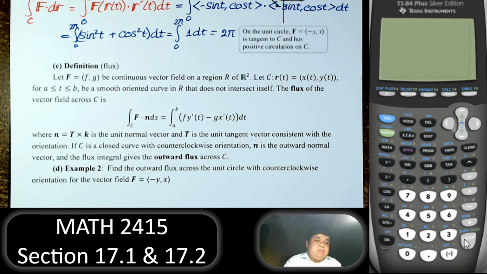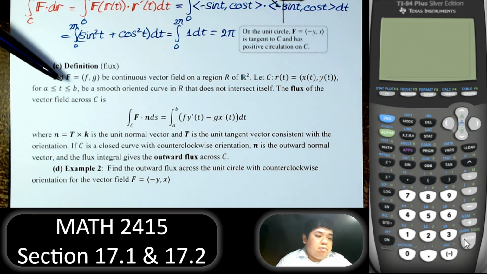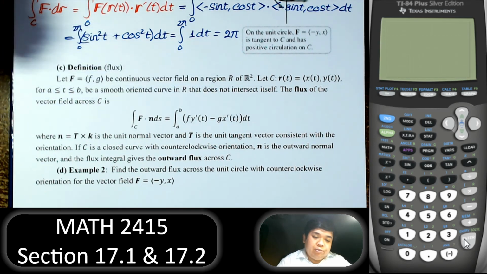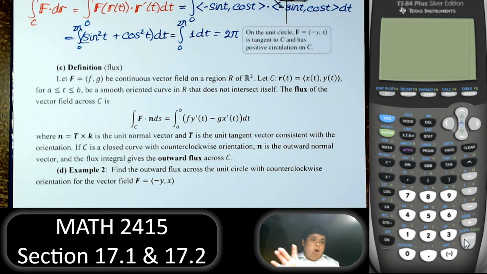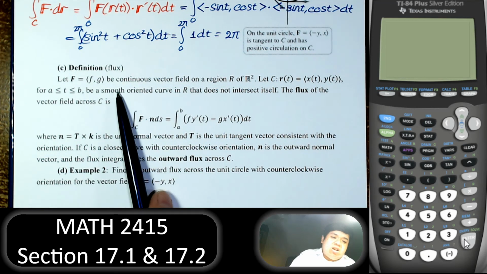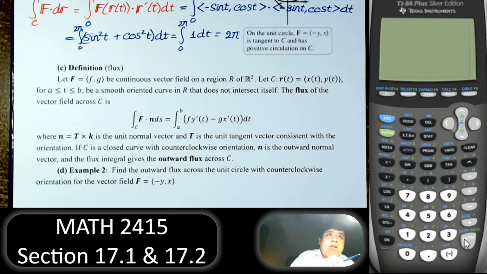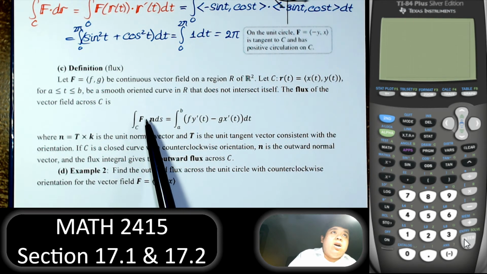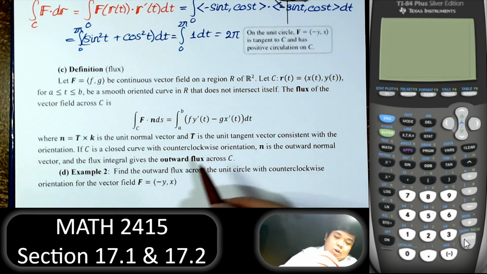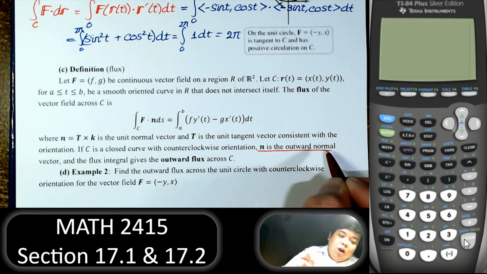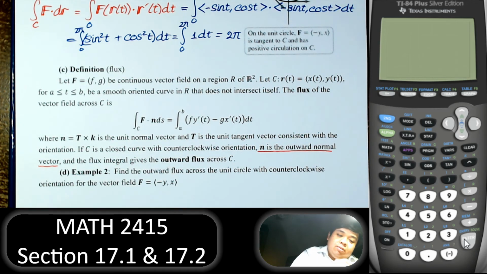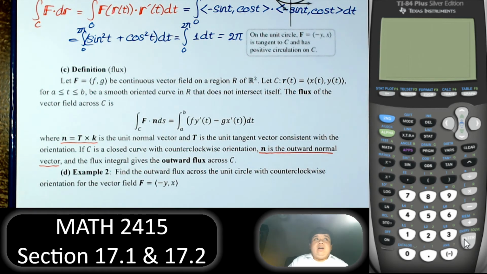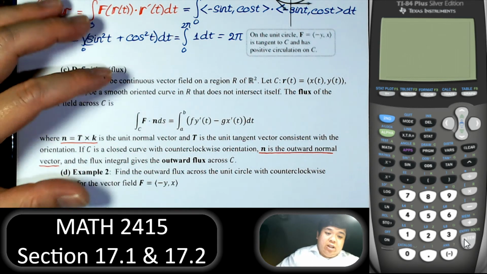Now the flux. For the flux, let F be the continuous vector field defined on that. So almost all of this is the same. This is not on the closed curve though, but the difference here is instead of dot with the tangent vector, this is dot with the normal vector pointing outward, and n is equal to t cross k. So that seems like a lot of work, but actually it does not.